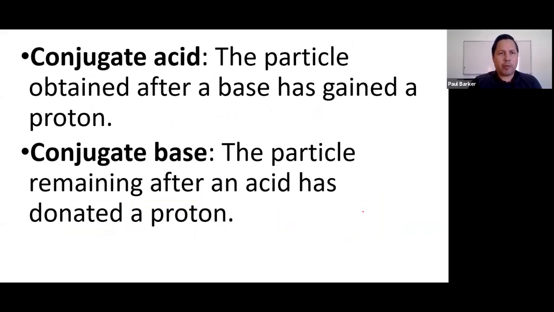Now let's switch gears a little bit and talk about what a conjugate acid is. If you have an acid and a base that react, you're going to create products. The products are called the conjugates. Now you have to identify a conjugate acid and a conjugate base. The conjugate acid is the particle obtained after the base has gained a proton. On the other hand, the conjugate base is the particle remaining after the acid has donated a proton. Those definitions are a little bit tough to memorize. It's a lot easier to just look at the reaction and try to understand what exactly is going on.